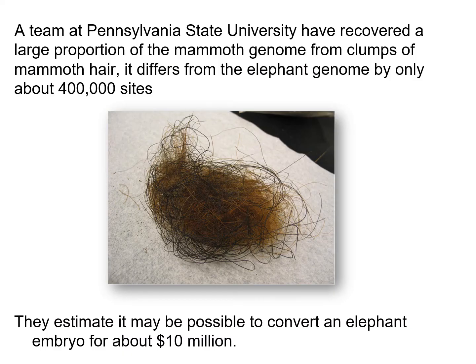Well, first of all, it turns out we actually have the mammoth genome sequence. This was done back in 2008. In fact, I think this has been done a couple of other times with other samples as well. From hair and various other specimens, we can take that and get the DNA sequence. It turns out, you can see here, it says it differs from the elephant genome by about 400,000 sites.